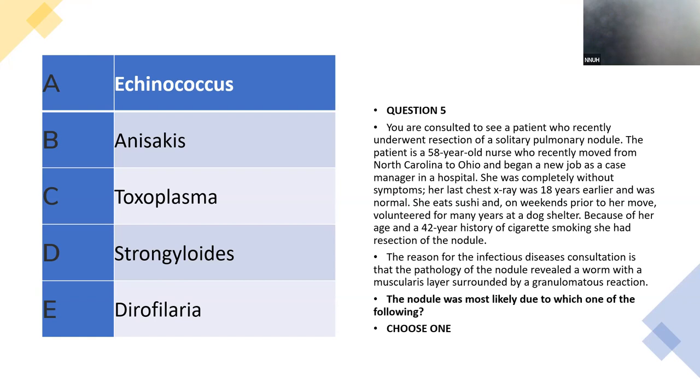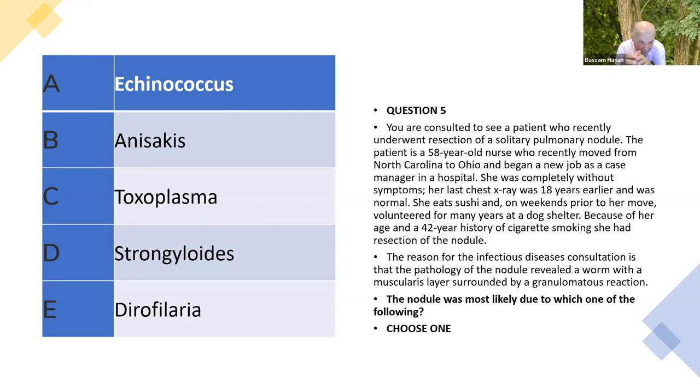The reason for the infectious disease consultation is that the pathology of the nodule revealed a worm with a muscularis layer surrounded by granulomatous reaction. The nodule was most likely due to which one of the following? Choose one: A, Echinococcus. B, Anisakis. C, Toxoplasma. D, Strongyloides. E, Dirofilaria. A, Echinococcus? No, that's a nodule, doc.